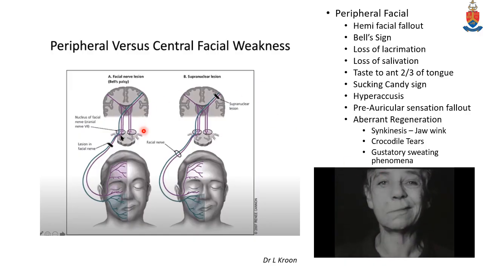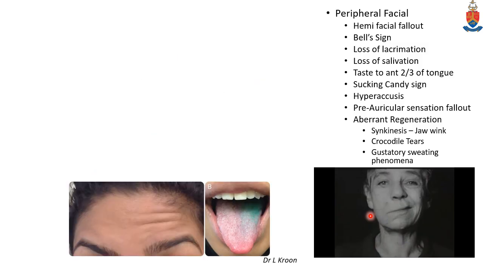Remember, this was preserved in an upper motor neuron 7 because that thalamus was still preserved when we had an upper motor neuron lesion or central facial nerve palsy. So let's look at the other clinical features that we get. Remember, one of the features that I mentioned was the sucking candy sign.